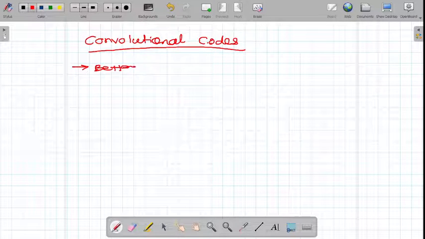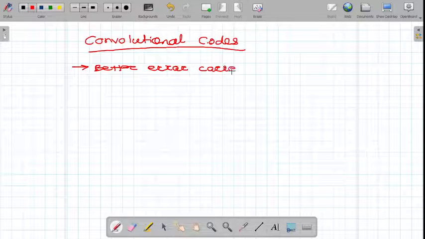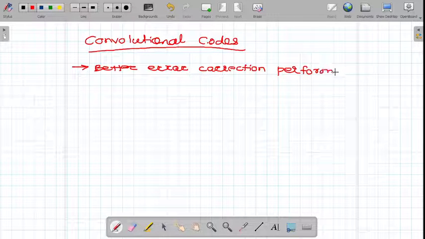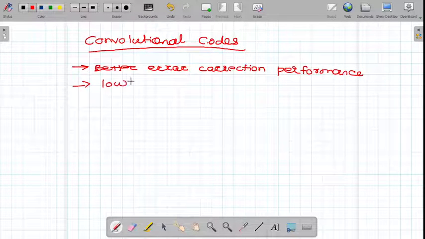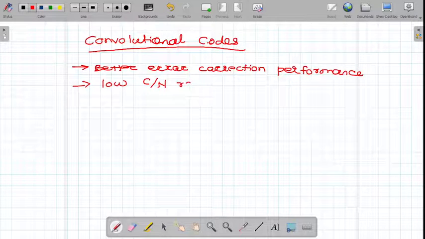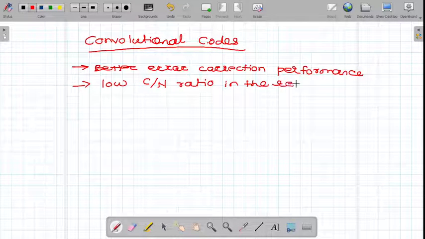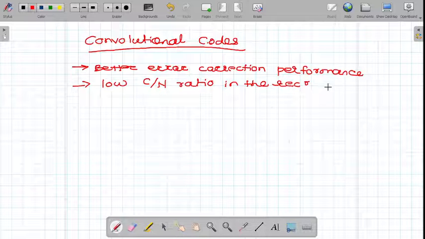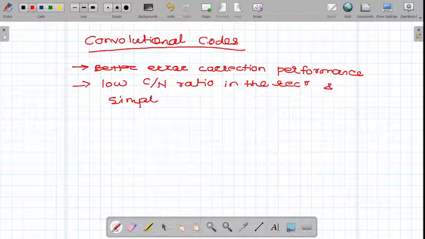Second point is it has low C by N ratio, carrier to noise ratio, in the receiver. Carrier to noise ratio plays a very important role in satellite communication. So it provides low C by N ratio in the receiver and has a simpler decoding structure. The decoding structure of the convolutional encoder is very simple.